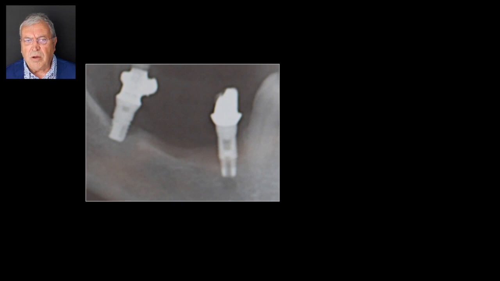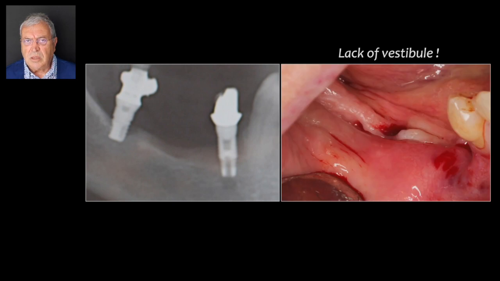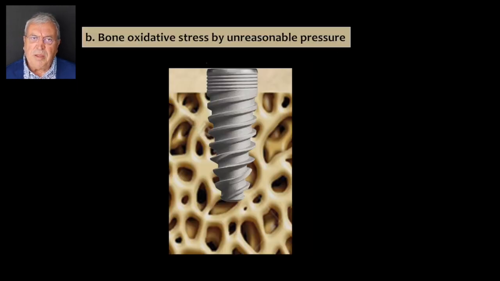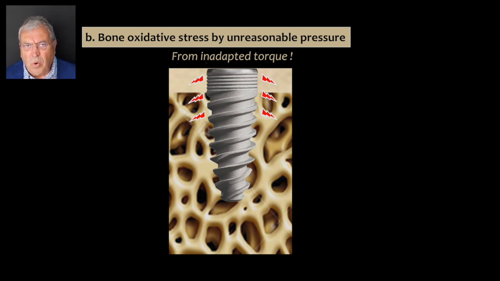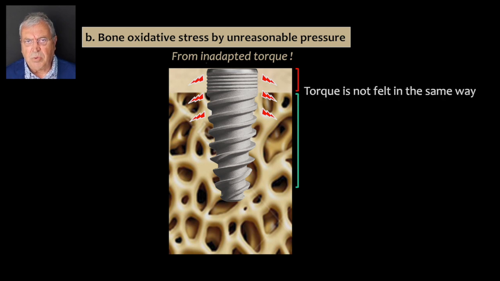This is an example of peri-implantitis. If we take a look at the soft tissue, we see that there is no vestibule. Bone loss follows chronic tension. But we can meet ischemia by unreasonable pressure, meaning inadapted torque. But the torque does not affect the bone in the same way.